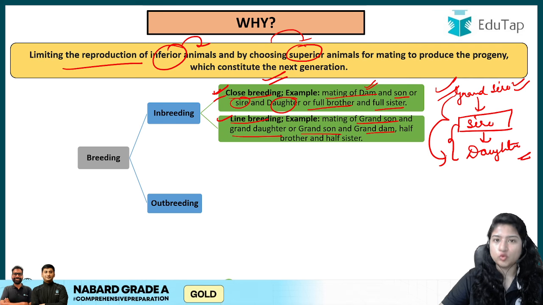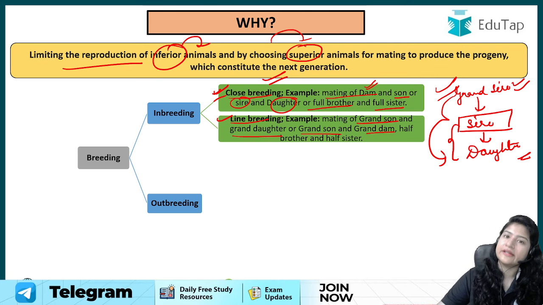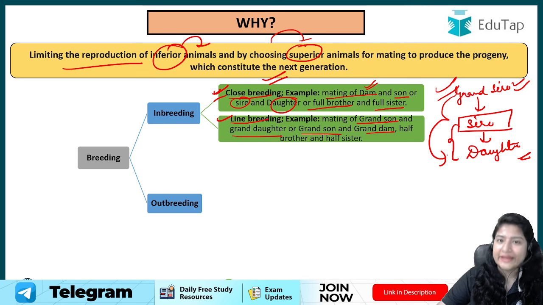So breeding is of two types: inbreeding and outbreeding. In inbreeding, relatives are used. In outbreeding, there are no relatives. They can be of the same breed but they are not relatives. ठीक है. In inbreeding of course they will be of the same breed.